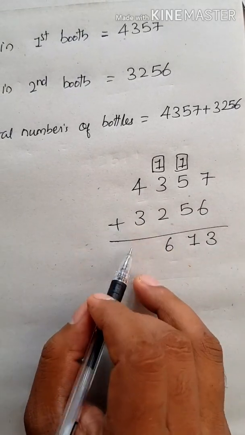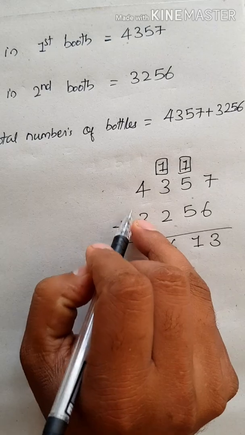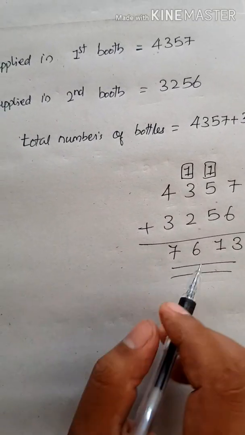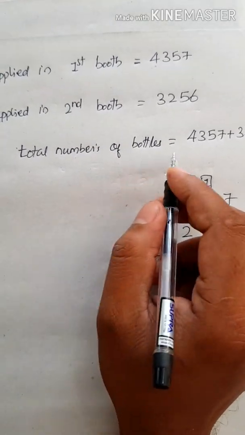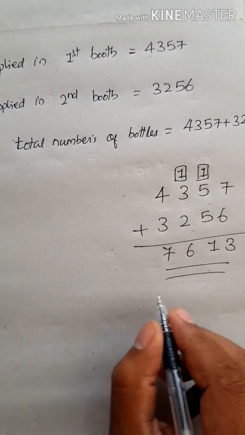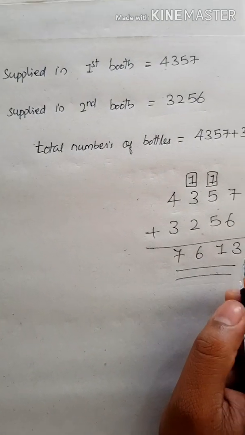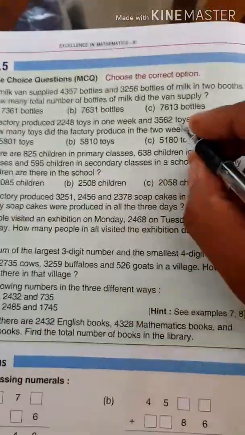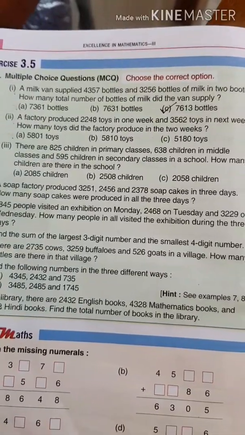So let's add now 4 plus 3, this one is thousands column. 4 plus 3 is 7. We get the answer 7,613. So total numbers of bottles is equal to 7,613. Okay, what is the answer? 7,613. This is the answer.